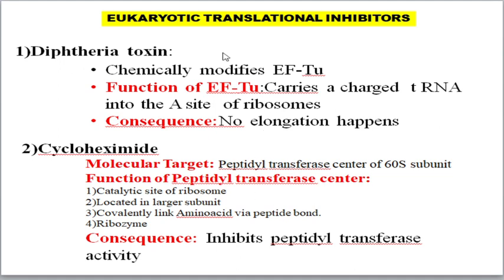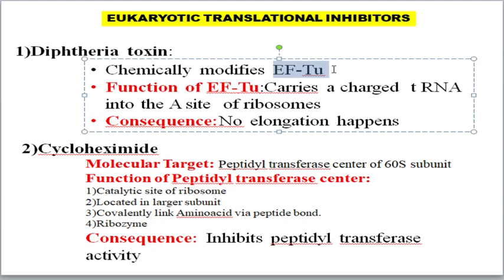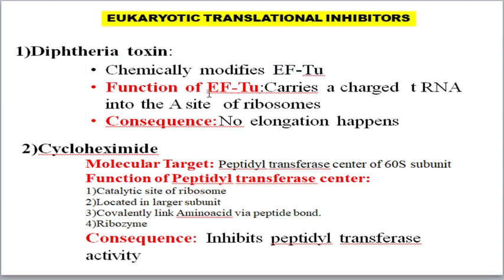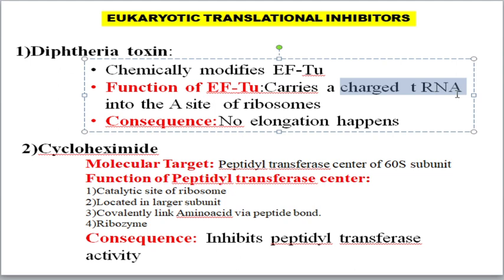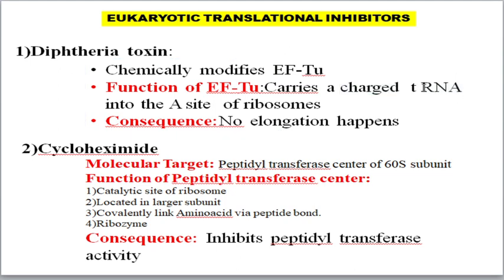The first thing we'll study is eukaryotic translation inhibitors. The two important eukaryotic translation inhibitors include your diphtheria toxin and cycloheximide. First, diphtheria toxin. The main activity of this diphtheria toxin is that it will chemically modify the elongation factor. So what is the function of this elongation factor? This elongation factor acts as a carrier. It carries a charged tRNA molecule. A charged tRNA molecule is nothing but a tRNA molecule which is holding an amino acid.